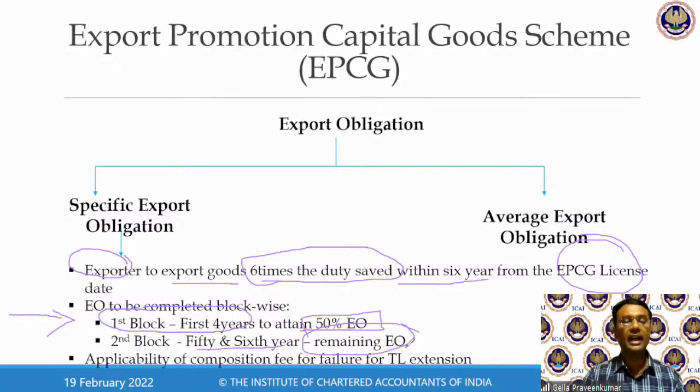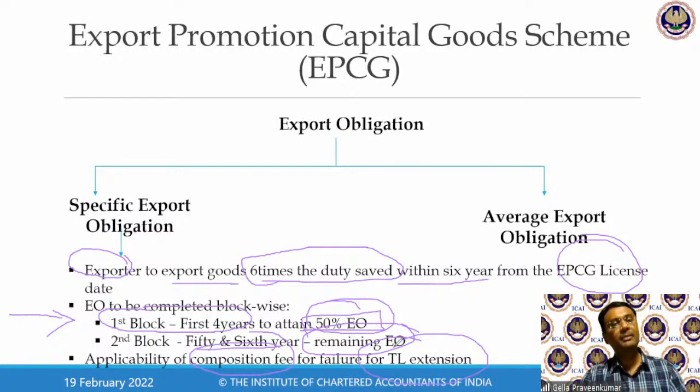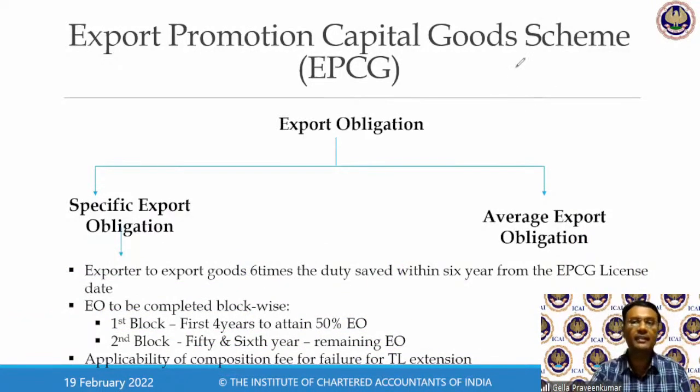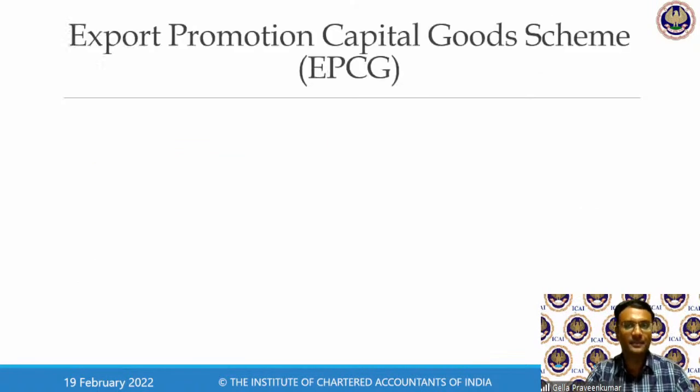So what if I have not met this 50% in the year, in a block of 1 to 4? Then they say you pay some compensation fee for failure to comply with the time limit. Because they have given a time limit, and for some reason you're not able to achieve this particular export obligation, there is a compensation fee where you pay a nominal fee on the basis of duty saved, and you get a time extension for this particular export obligation.